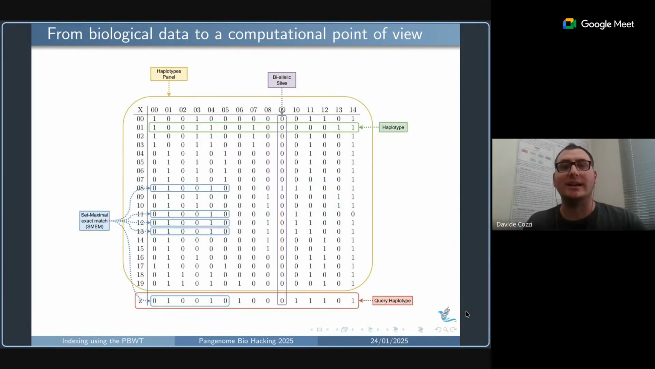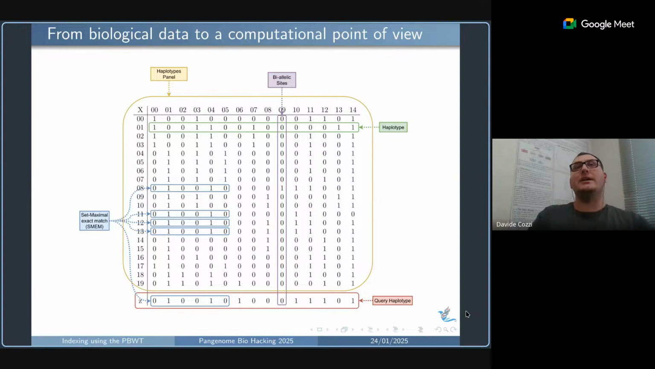So we are computer scientists, and we need to understand what we are trying to index and store. In our case, we are looking for binary matrices, where each row represents a haplotype, and each column a biallelic site. So in this first part of the presentation, we will just focus on binary matrices with an alphabet of 0 and 1, but we will see that there are some improvements in extending also the alphabet size.